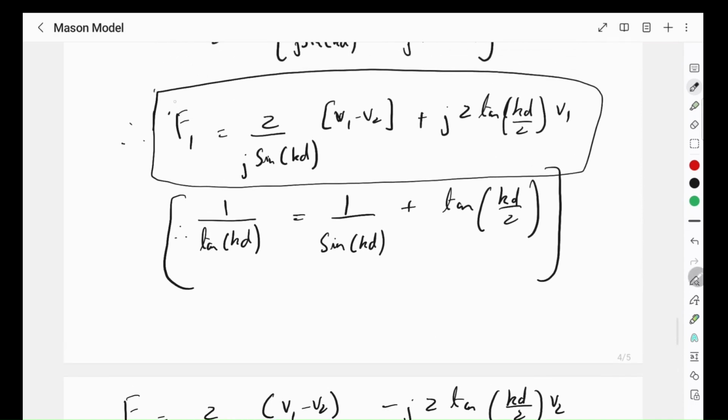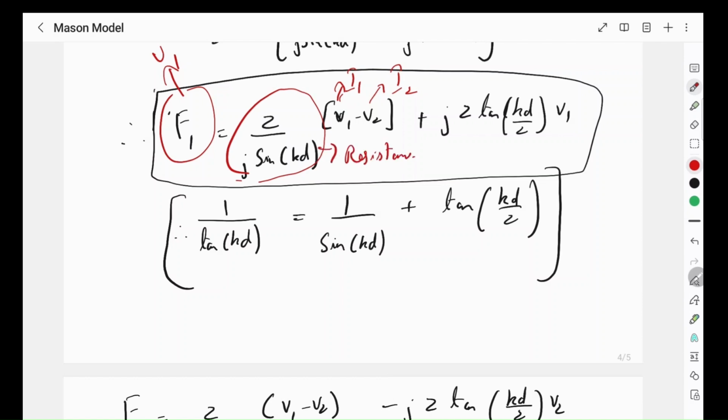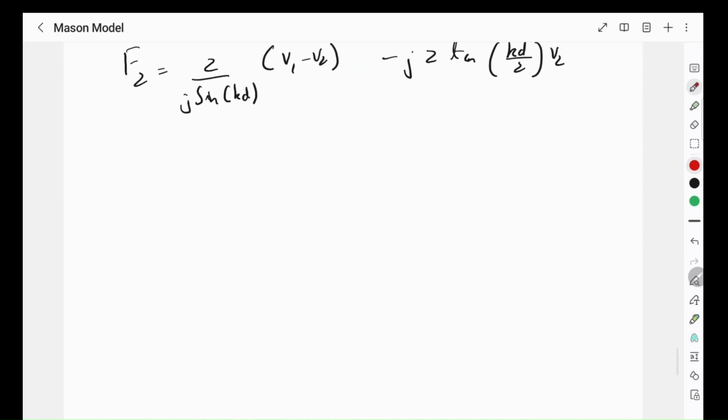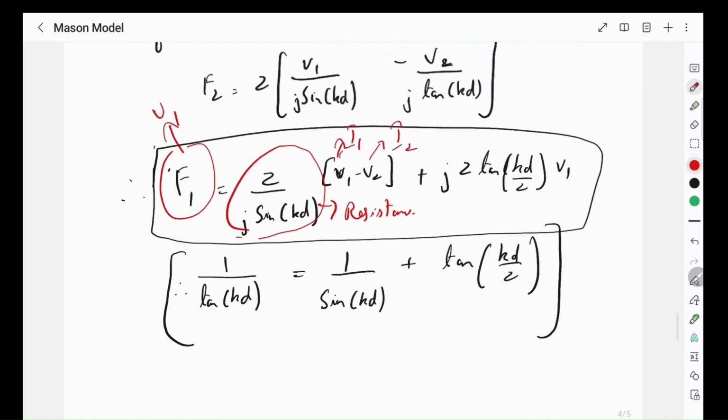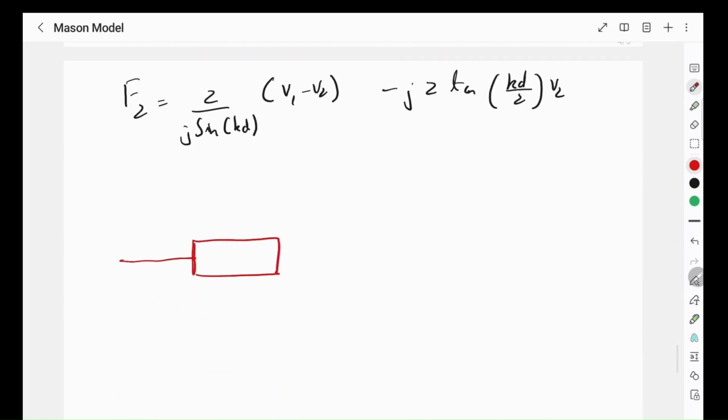So this I can think of by analogy as a voltage V1, this as the current I2, and this is the resistance analogy. If I take that analogy here, then for a force F1 in this direction, I can take this as a resistor. This is the current I1, and this is the resistance of that region. So J Z tan KD by 2 is the resistance here.